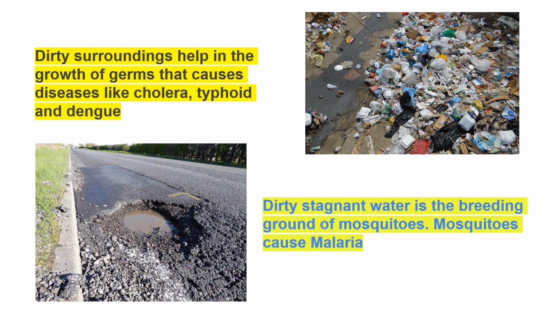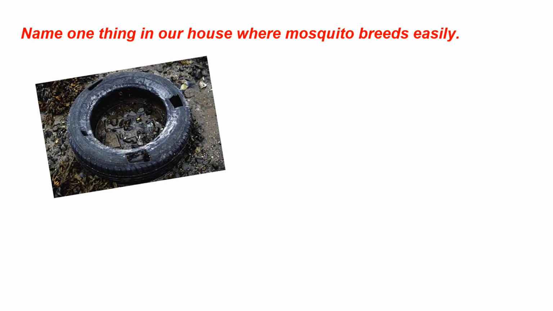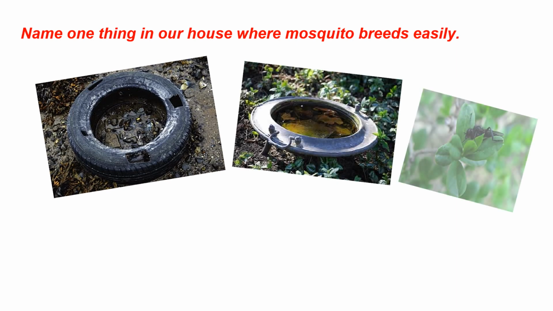Dirty surroundings help in the growth of germs that cause diseases like cholera, typhoid and dengue. Dirty, stagnant water is the breeding ground of mosquitoes. Mosquitoes cause malaria. Name one thing in our house where mosquitoes breed easily. Let's see what are those places where we might be helping mosquitoes to breed.